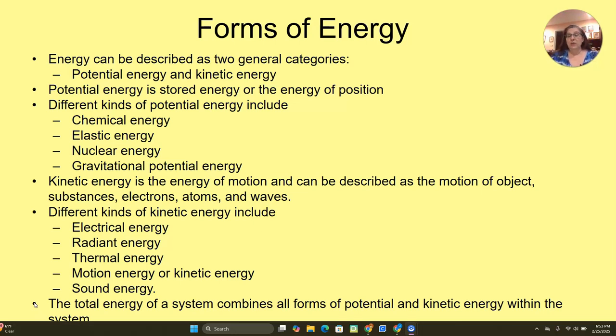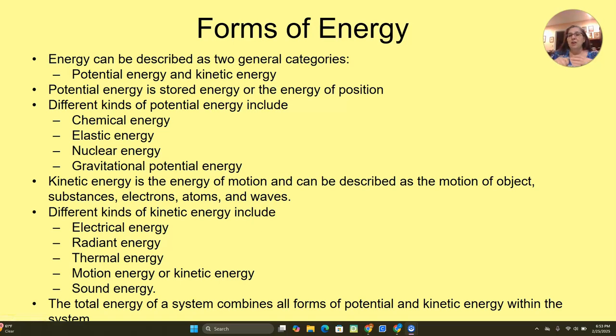Motion energy, or what we often think of as kinetic energy, or mechanical kinetic energy, would be, like I said earlier, the energy of something that's moving, like a moving object, something that's falling, something that's sliding across the ground. Things like that. A person running has mechanical kinetic energy. And then sound energy, because sound waves are waves, so they're causing particles to move. And in causing particles to move, you've got movement, which means you have kinetic energy.